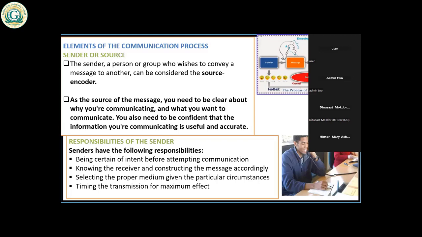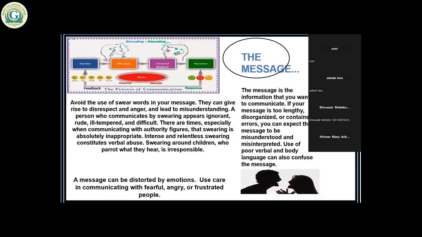What about the message? The message is the information that you want to communicate. If your message is too lengthy, disorganized, or contains errors, it can be misunderstood and misinterpreted. Even if you don't use abbreviations well, it can change the meaning of the whole thing. Poor verbal and body language can also confuse the person. Avoid the use of swear words in your message. They can give rise to disrespect and anger and lead to misunderstanding. A person who communicates by swearing appears ignorant. So take note of this.